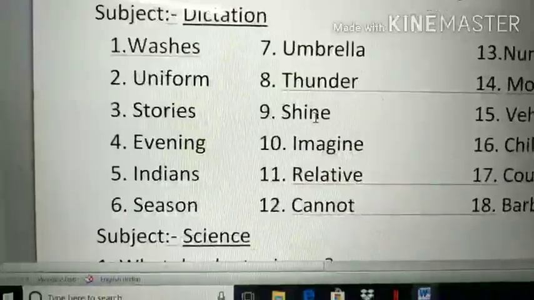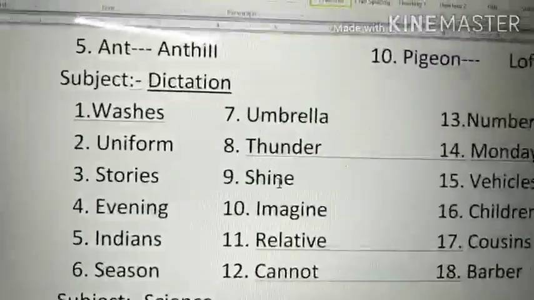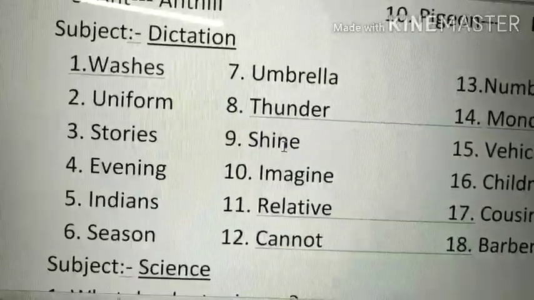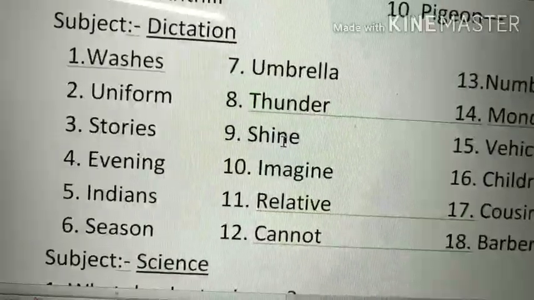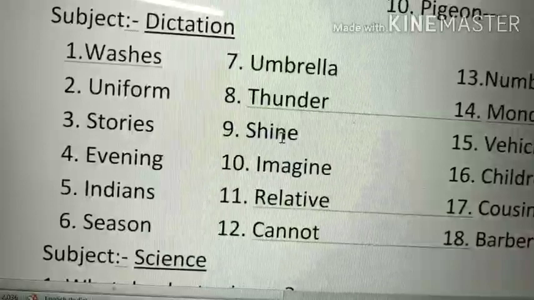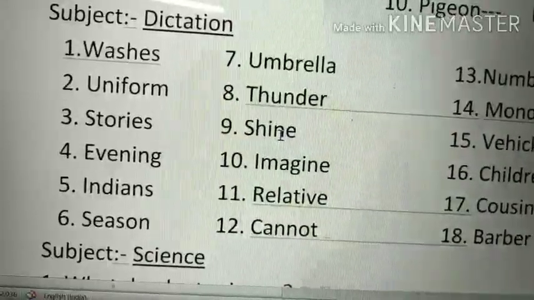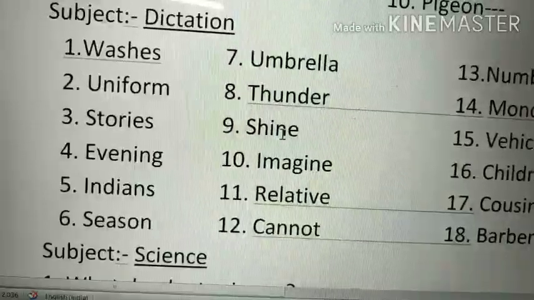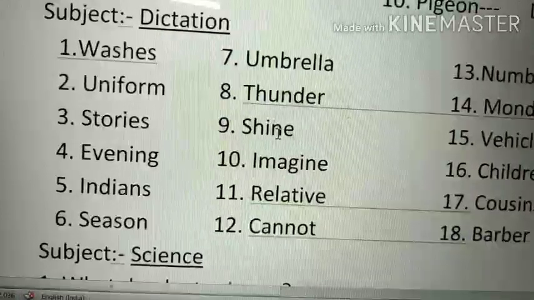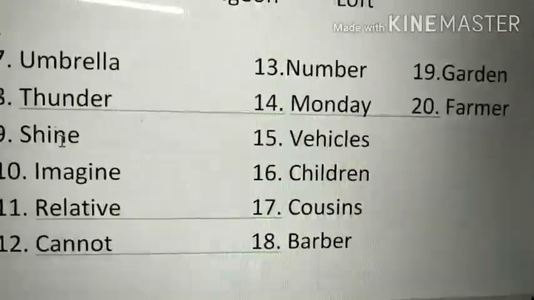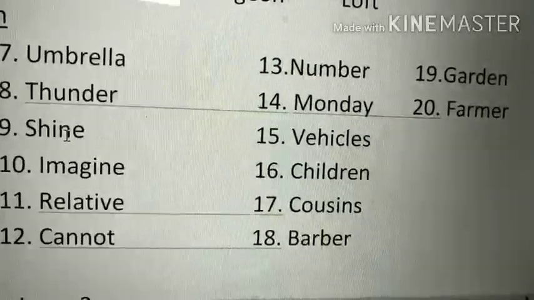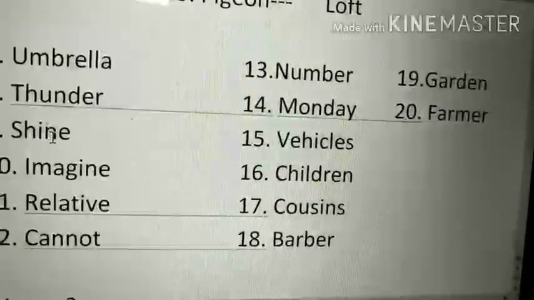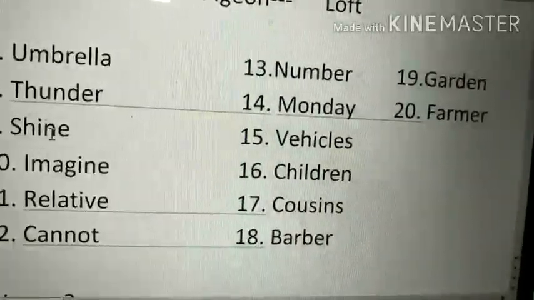The next subject, dictations. One watch, two uniform, three stories, four evening, five Indians, six seasons, seven umbrella, eight thunder, nine shine, 10 imagine, 11 relative, 12 cannot, 13 number, 14 Monday, 15 vehicles, 16 children, 17 cousins, 18 barber, 19 gardens, 20 former.